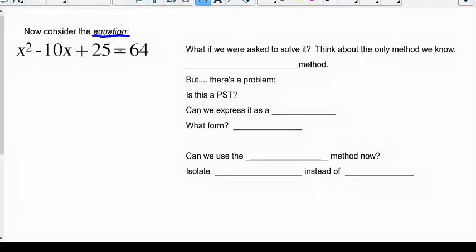Or now we have this equal sign, right? So what if we were asked to solve this equation? So the only method that we've talked about so far is what you did last week. And do you remember what it was called? Square root method.